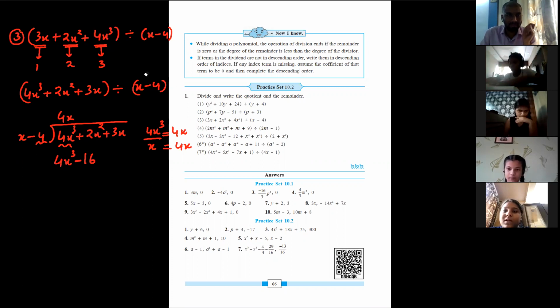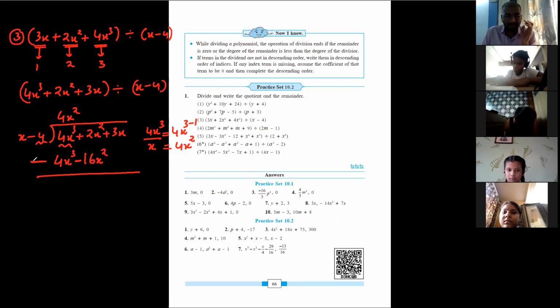Just one second, I made a mistake. Here it will be 3 minus 1. So it will be 4x square. So here it will be 4x square. 4 into 4 is 16. Over here it will be x square. So the next thing you'll do is subtract this. So if we subtract, what happens? This part gets cancelled. This minus sign changes to plus.